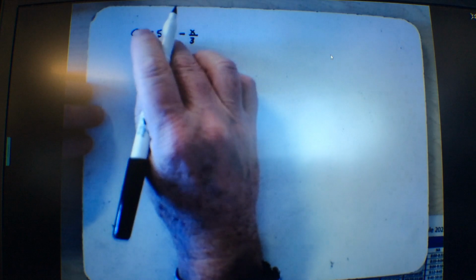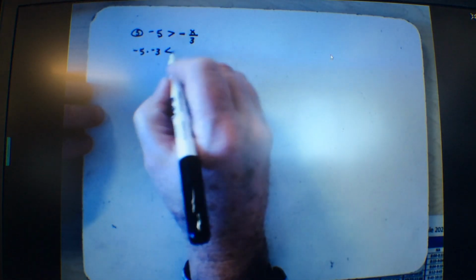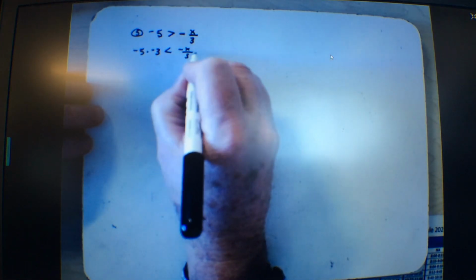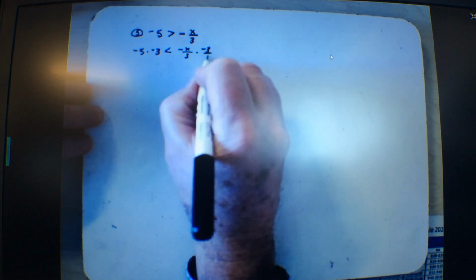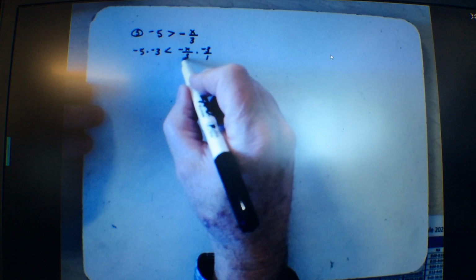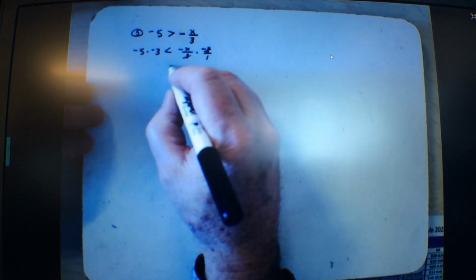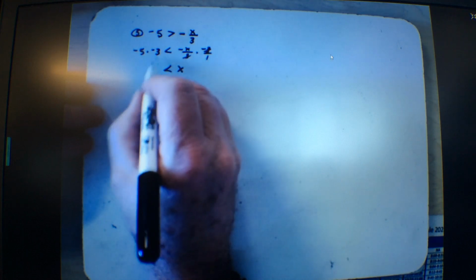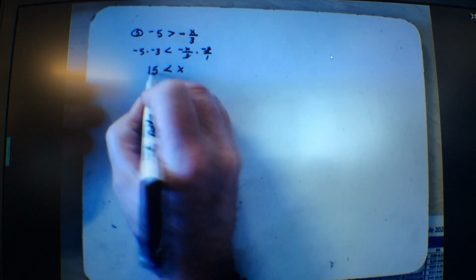So when I do that, I take a negative 5 times a negative 3 is greater than, nope, I switch the sign, is less than a negative x over 3 times a negative 3 over 1. And notice I keep fractions, right? This cancels, correct? And a negative times a negative is a positive, correct? And a negative 5 times negative 3 is a positive 15.